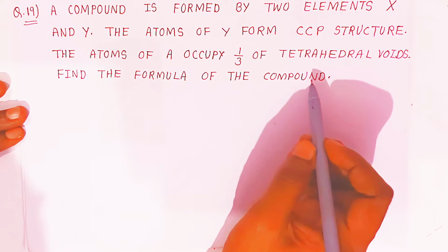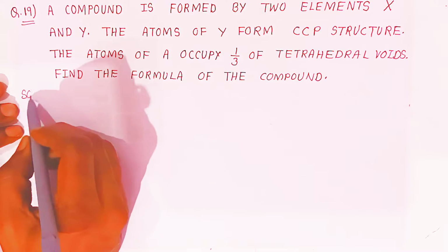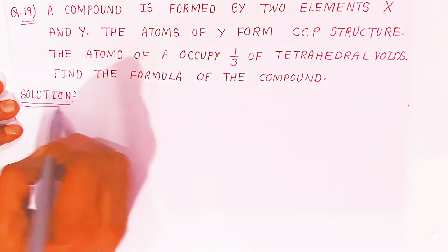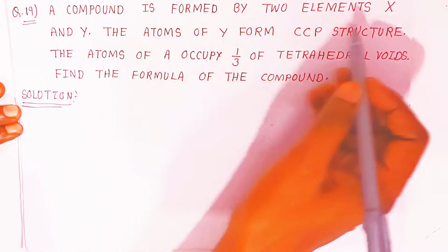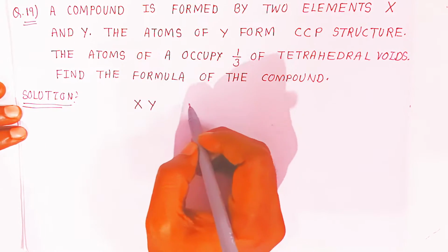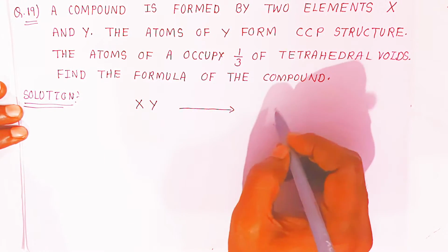Now here students, your compound is formed of two elements X and Y. Try to understand the question first. This is very important, students. Your compound is formed by two elements X and Y, and when these crystallize, when you see the crystal, it is a cubic closed packed structure. That is the FCC structure.